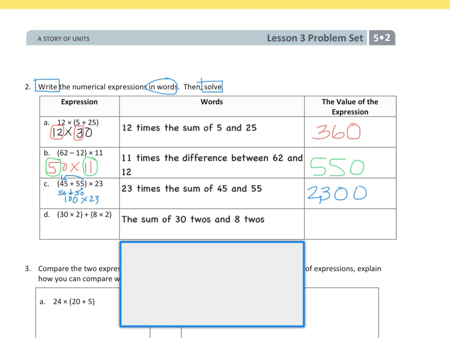And 2d, our last one, 30 times 2, what's 30 doubled? That means that's going to be 60.